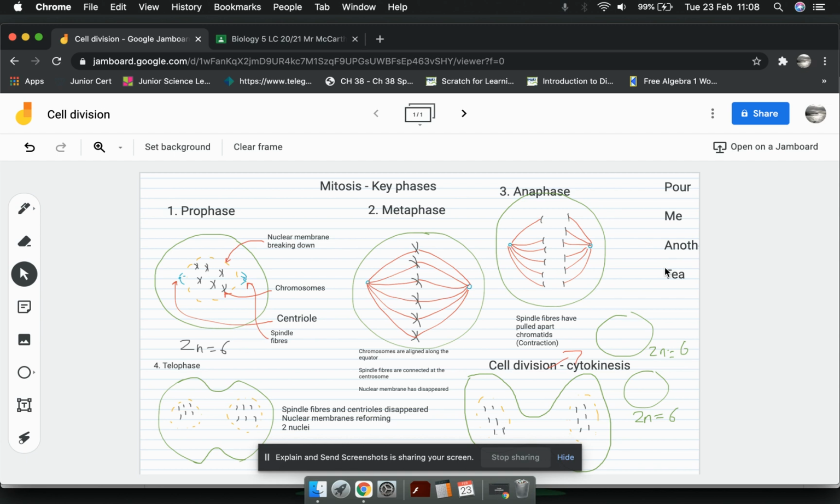Okay, so look, this has been cell division. I will do a live class on this and elaborate on it a little bit more, but that should be an introduction there for you.